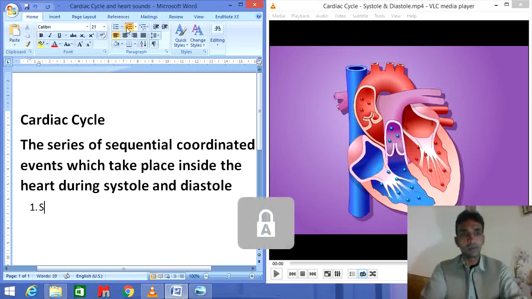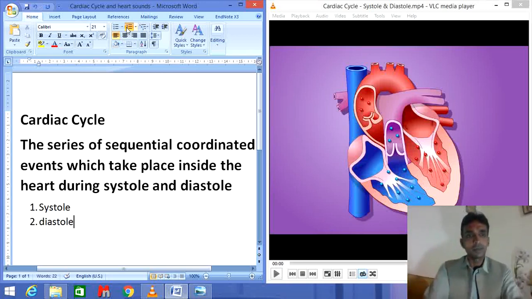One is the systole, second one is diastole. You can also say it systole and diastole. The systole is the contraction of heart, while the diastole is the relaxation of heart. The systole means the contraction of heart.